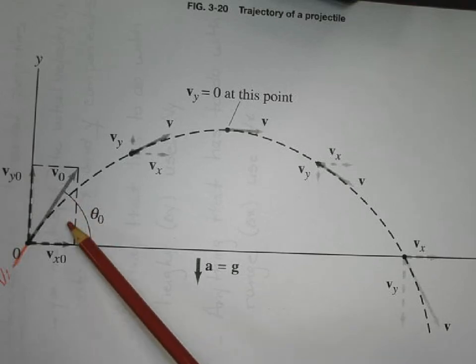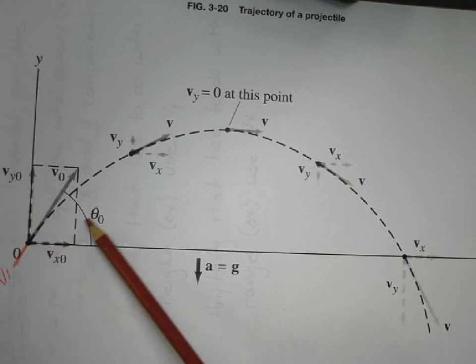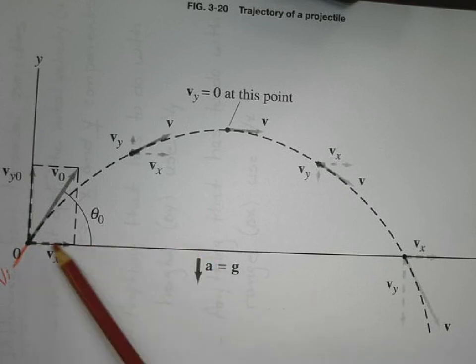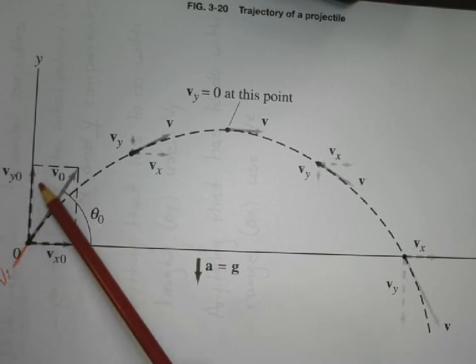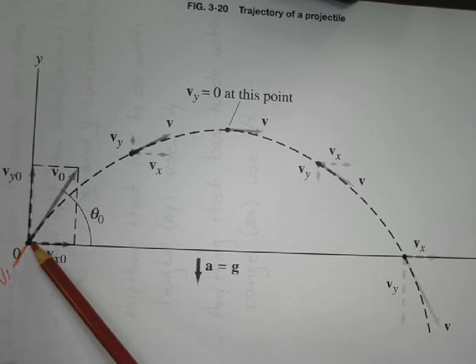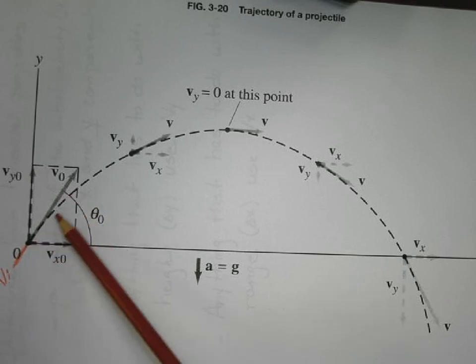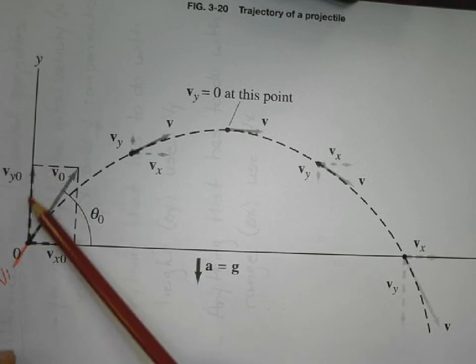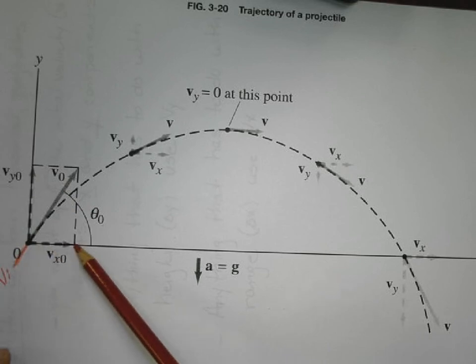If the angle is less than 45 degrees, somewhere down in here, that means this velocity is going to be used more toward pushing the object forward and less toward pushing it up. It won't go as high. If you have an angle greater than 45 degrees, then the velocity is being used to push the object high up and not as far forward. So you have to split the velocity because it does two things.